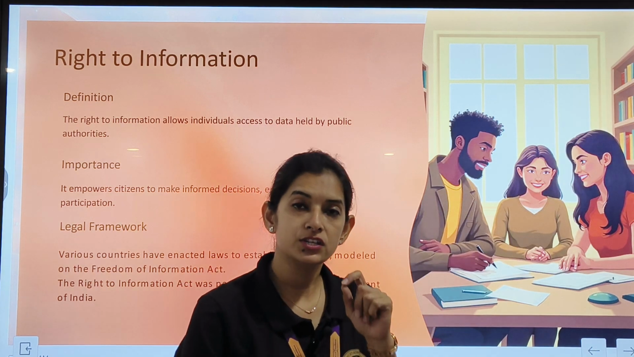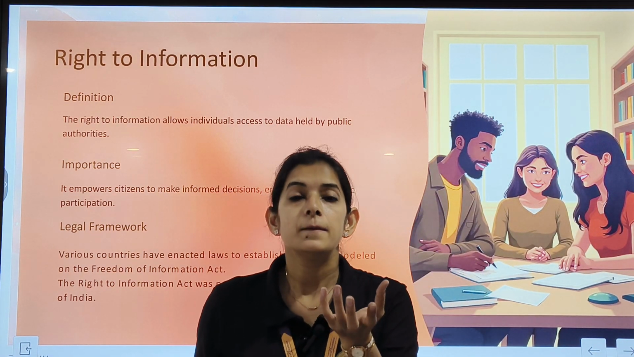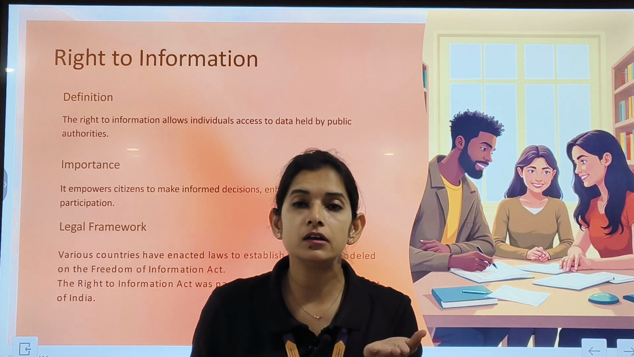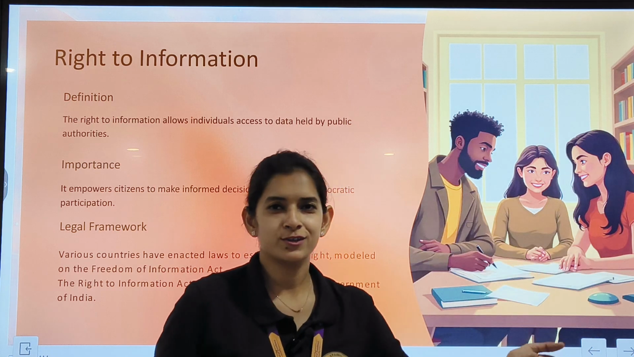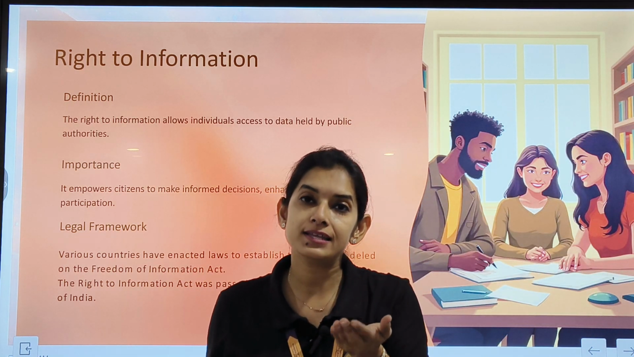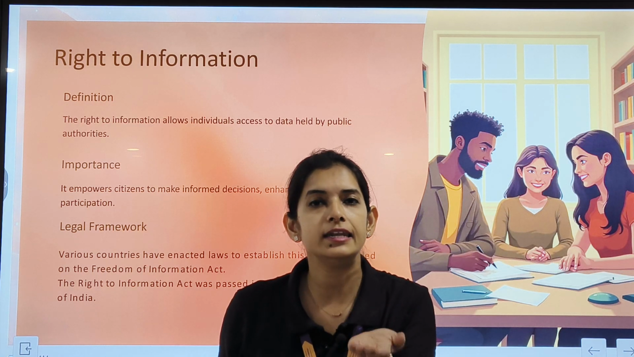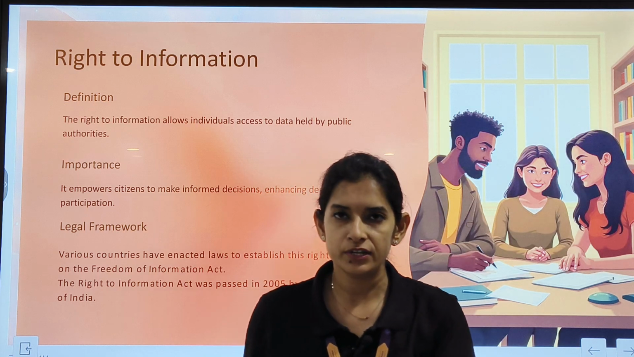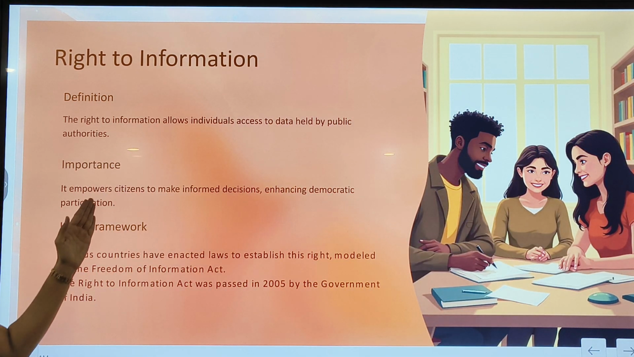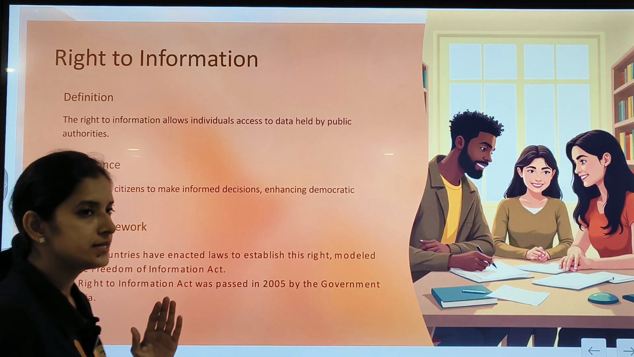Right to information gives us a right to inquire, to collect the data, but from where? From public officials. Public officials means the government. We cannot ask our neighbors to provide us the data. Clear? To whom would we be asking for the data? We can ask about any information from the governmental authorities. Clear? Next, importance. It empowers citizens to make informed decisions, enhancing democratic participation.